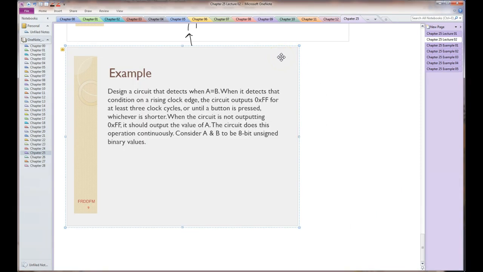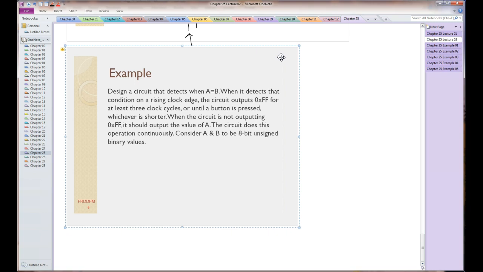Okay, so this is our last example problem. This turns out to be a somewhat involved problem. It's truly modular design. It's truly a circuit where we need a state machine to control it because it's doing some interesting stuff.